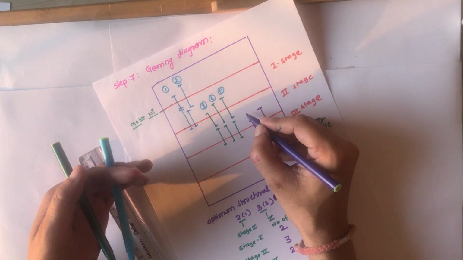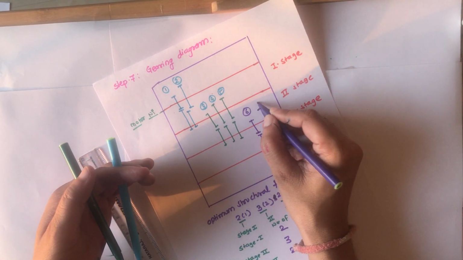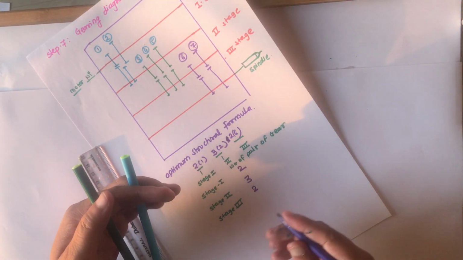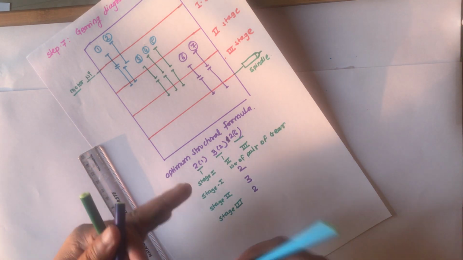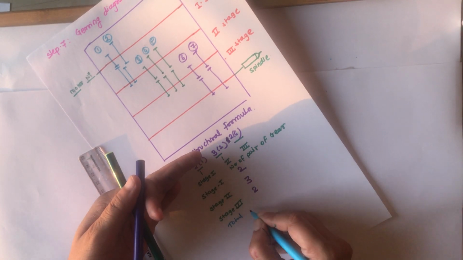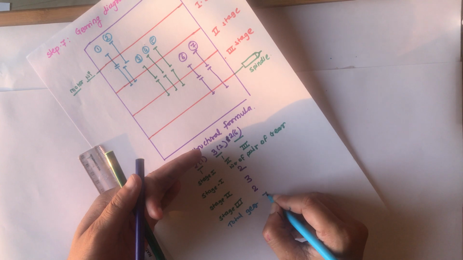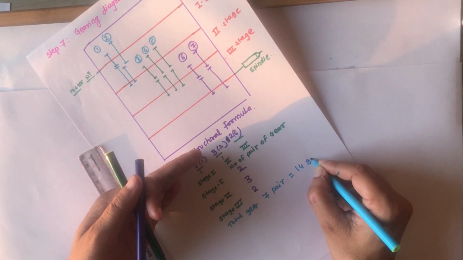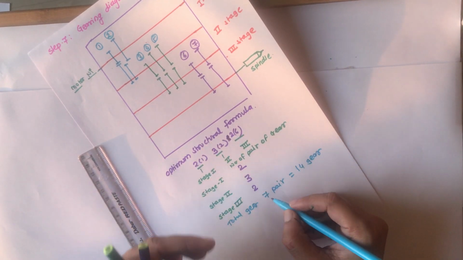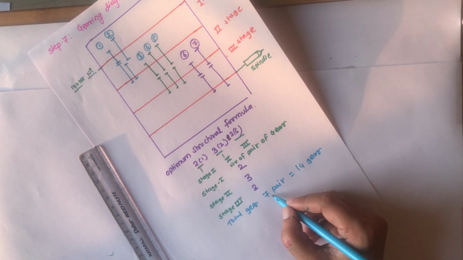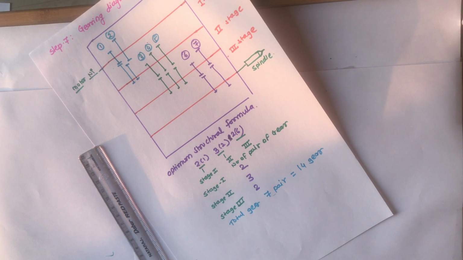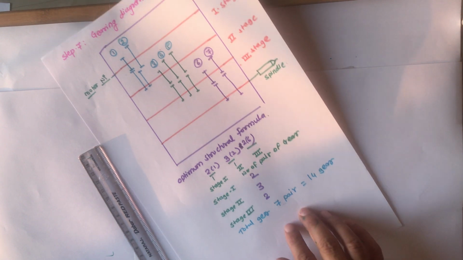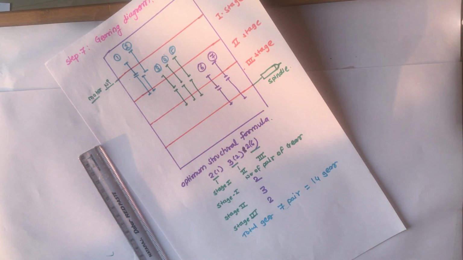These are the 6 and 7. So the total will be 7 pairs, which means 14 gears, that is pinion and gear. Like this there are 7 pairs, so individually 14 gears. This is your gearing diagram.